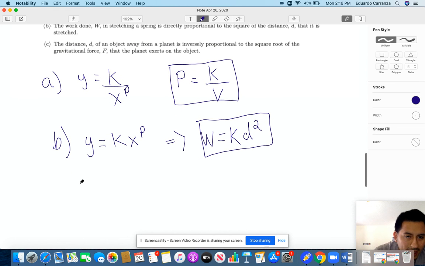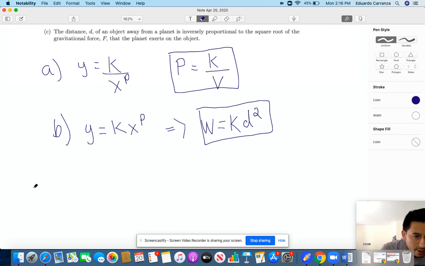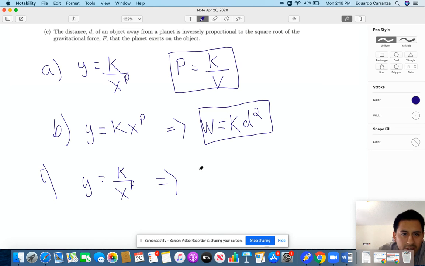And last one, for C, we have: the distance d of an object away from a planet is inversely proportional to the square root of the gravitational force F that the planet exerts on the object. Since it's inversely proportional, y is equal to k divided by x to the power of p. Let's rewrite this using the right variables. Our output variable is going to be distance.